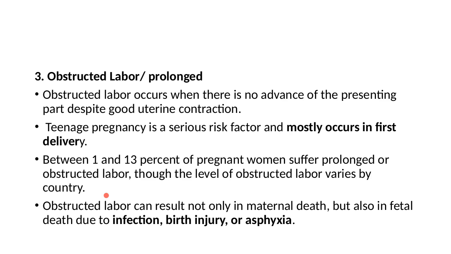Teenage pregnancy is a serious risk factor and mostly occurs in the first delivery. Obstructed labor normally occurs either in teenage pregnancy or during the first child, or during the first delivery. So between 1 and 13% of pregnant women suffer prolonged labor. So as you can see, we have a lot of women suffering through prolonged labor.